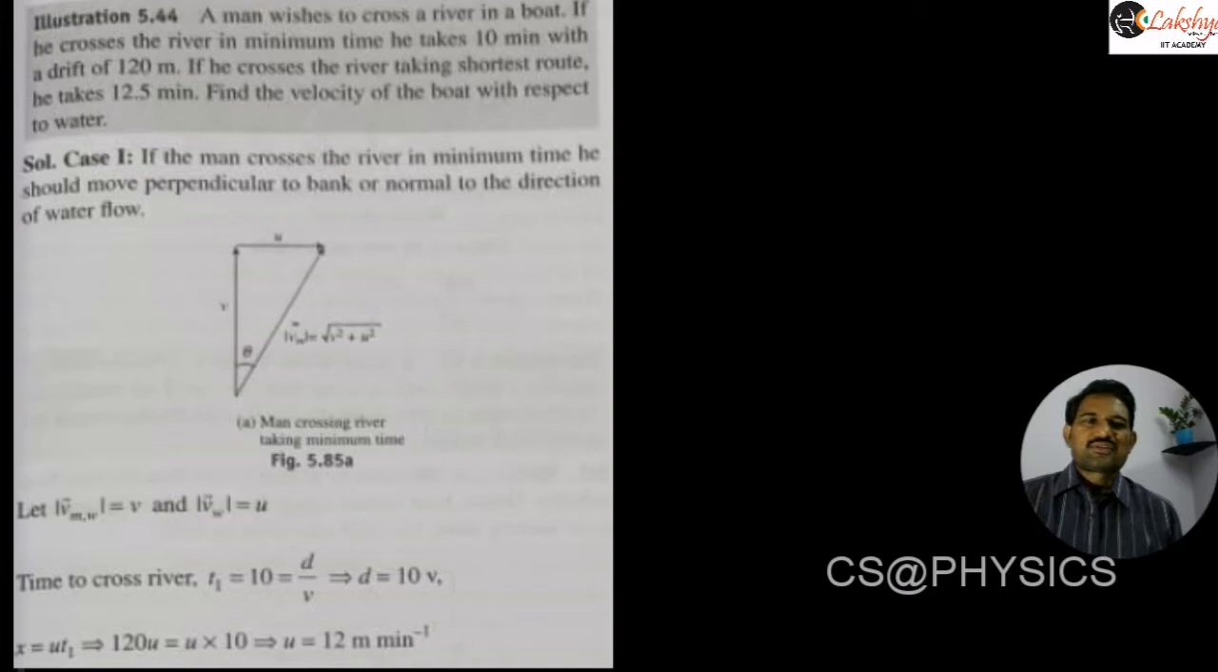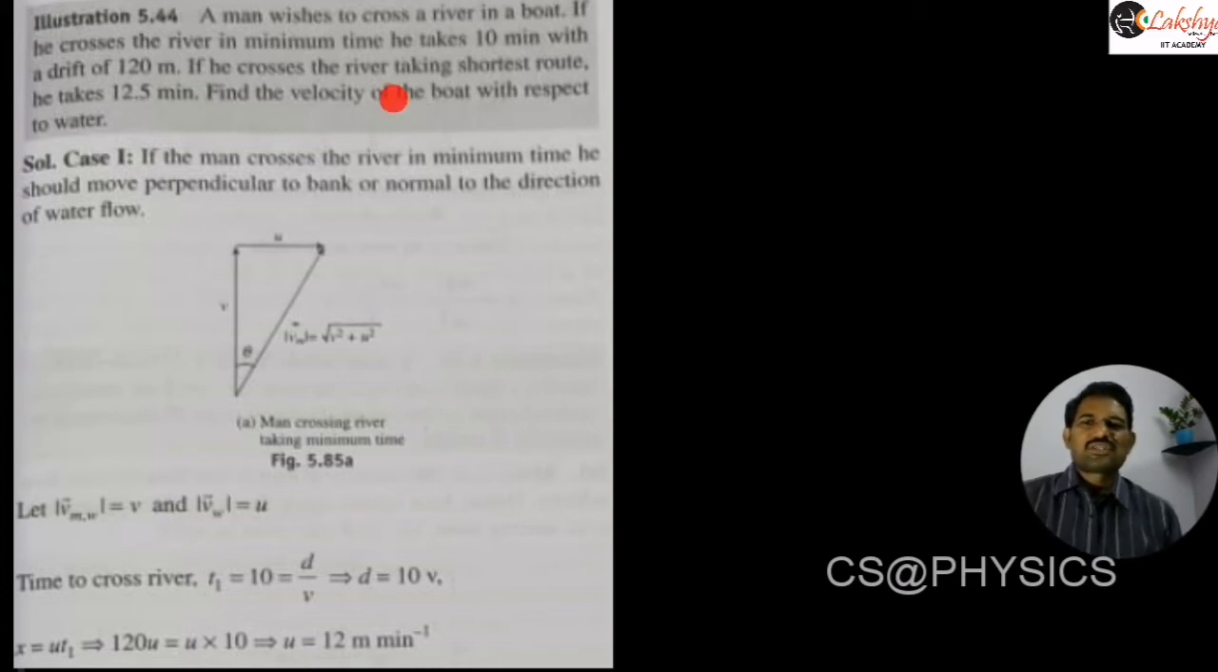Now let us see this data here. A man wishes to cross the river in a boat. If he crosses the river in minimum time, he takes 10 minutes with a drift of 20 meters. If the man crosses the river taking the shortest route, it would take 12.5 minutes. Find the velocity of the boat with respect to the river. So here again in this problem those two cases are mixed: the shortest path and shortest time cases.